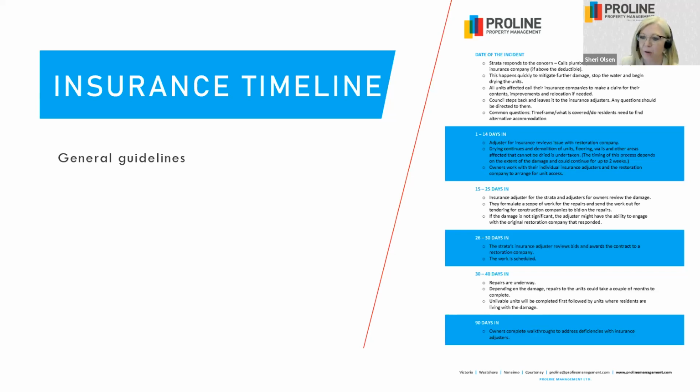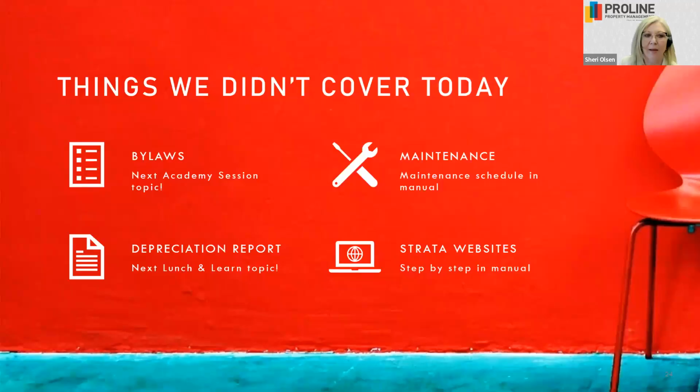So, okay. And things we didn't cover today. We didn't hit the section on bylaws, the depreciation report, maintenance, and Strata websites. All of that is contained within the manual, and we are going to be having a session on bylaws coming up. So if you found today's session helpful, then we invite you to join the next session. And I think now we've got an opportunity to have some questions. So I think Catherine's going to look after that.